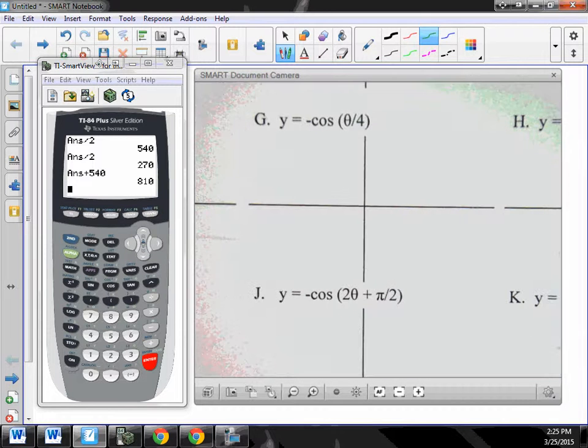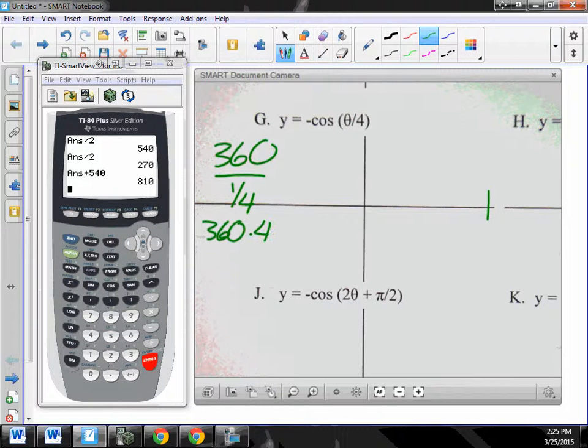It's upside down and 4 times slower, which does what to the period? Makes it 4 times longer. So 360 divided by 1/4. How do you actually do that? We invert the denominator and multiply, so it's actually 360 times 4, which is 1440.